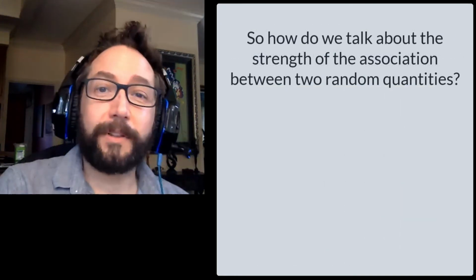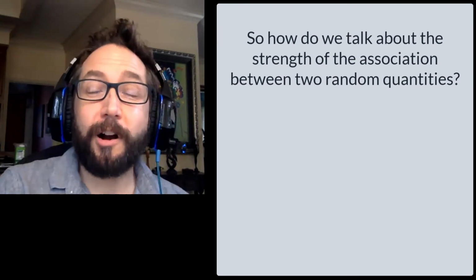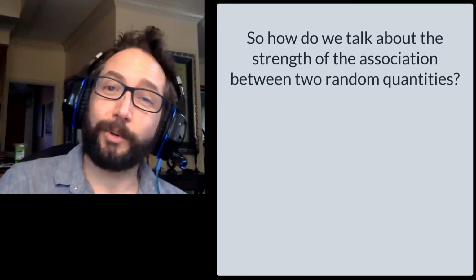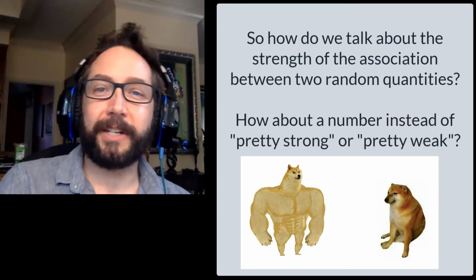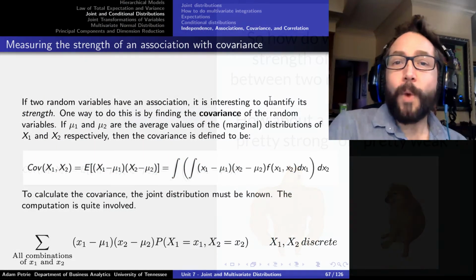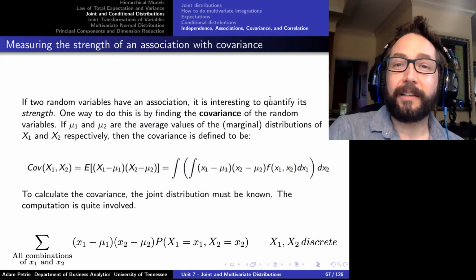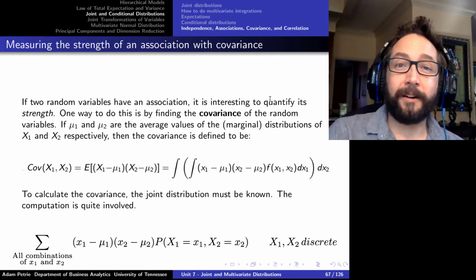When we are dealing with two events that are not independent, we want to quantify just how strong of an association there is between them. So how can we do that? How can we summarize the strength of an association between two random quantities? Well, one way to do this is by calculating the covariance or the correlation between the two random variables.